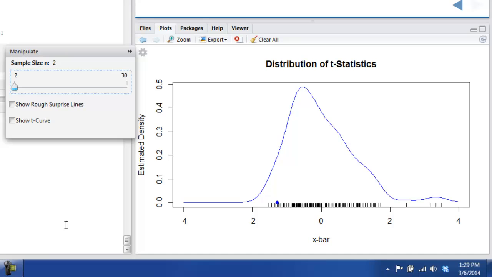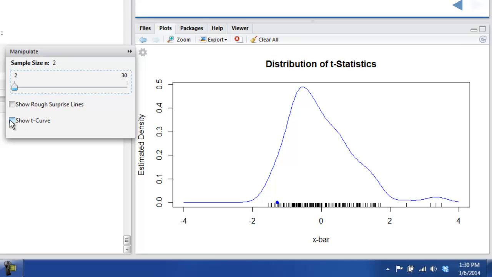Okay, we're back now, and as you can see from the rug on the horizontal axis, it appears that I've taken quite a few samples of size 2, computing the test statistic each time, and the density plot that you see offers a pretty good approximation of the distribution of the test statistic at sample size 2 from this very skewed population of income. If the underlying population had been exactly normal, then we know that the t-statistic would have behaved exactly like a t-curve with 1 degree of freedom.